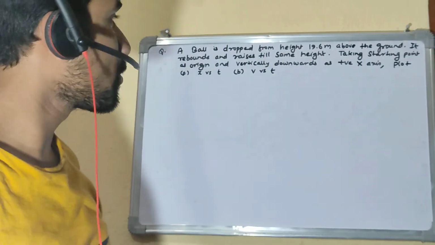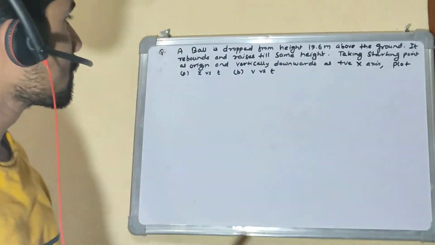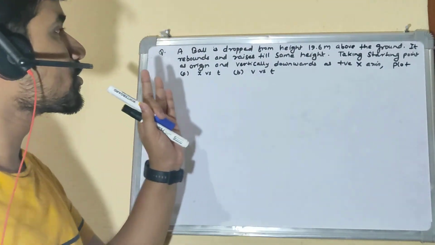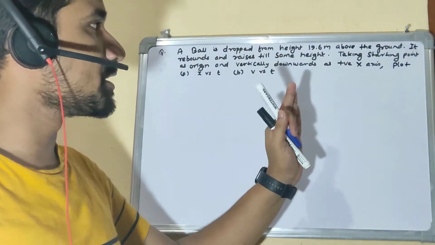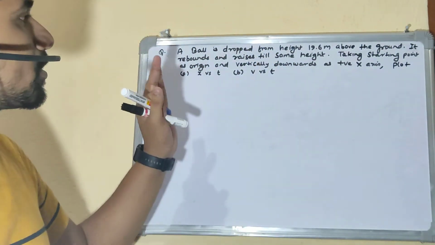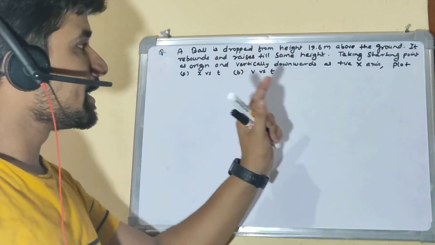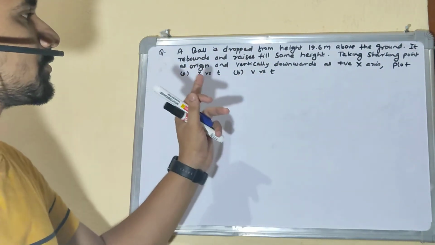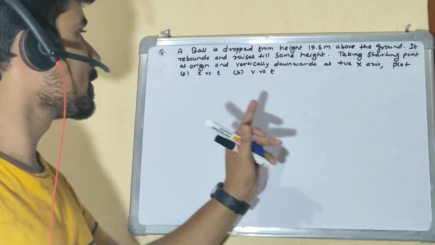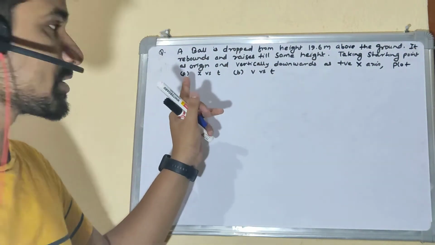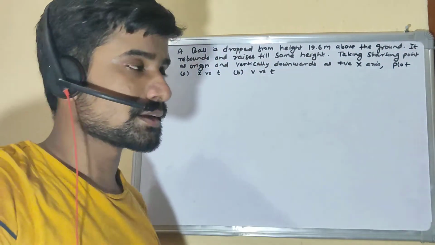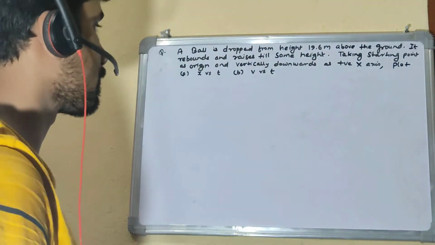Let's solve one more problem on the motion. The problem states that a ball is dropped from a height of 19.6 meters above the ground. It rebounds and rises to the same height. Taking the starting point as origin and vertically downwards as the positive x-axis, we need to plot distance or displacement versus time and velocity versus time. Let's draw the diagram to understand the question first.